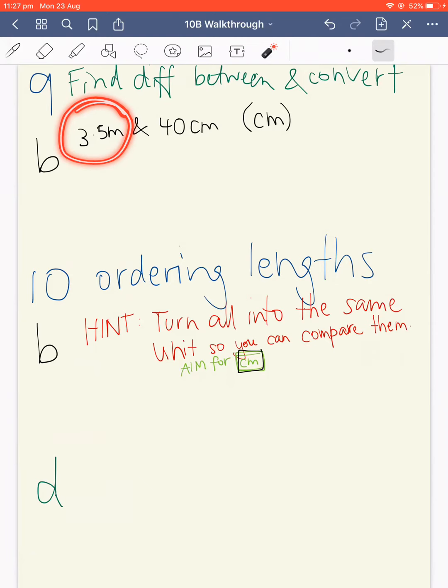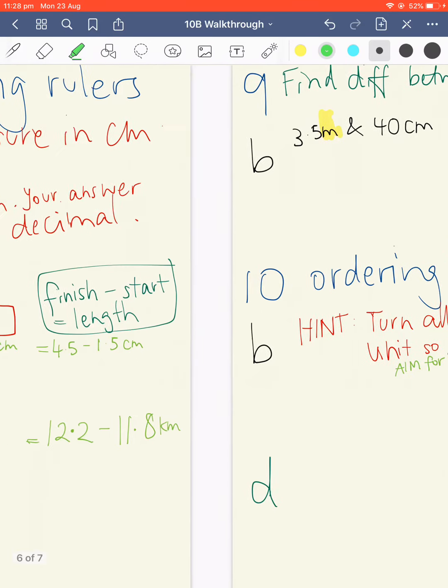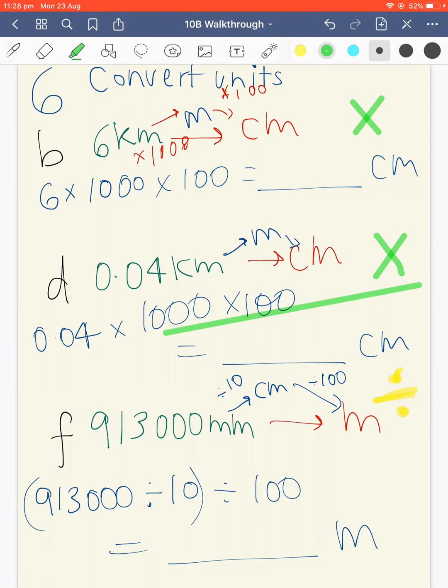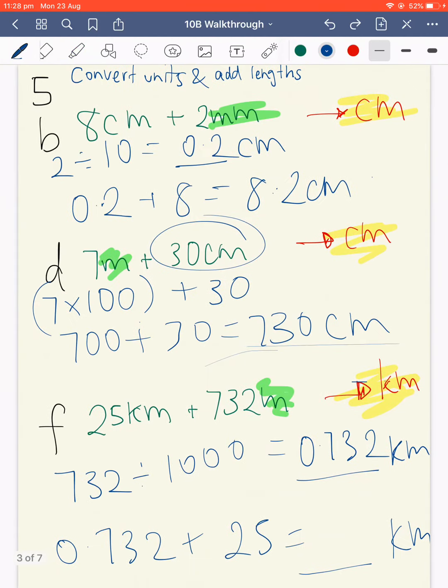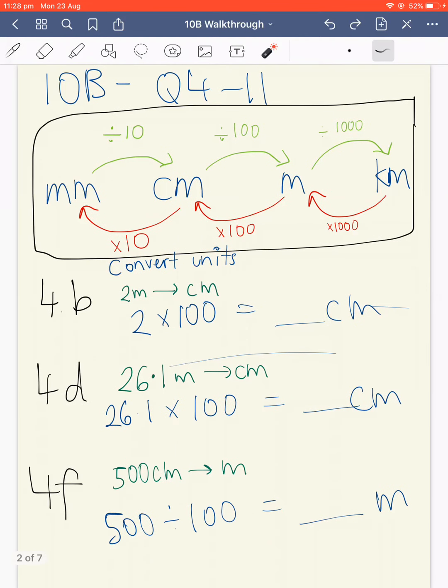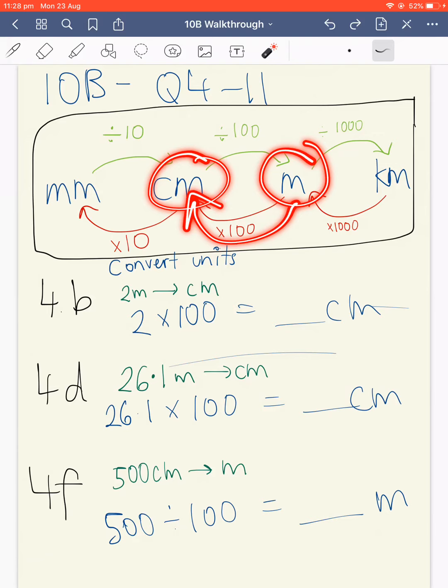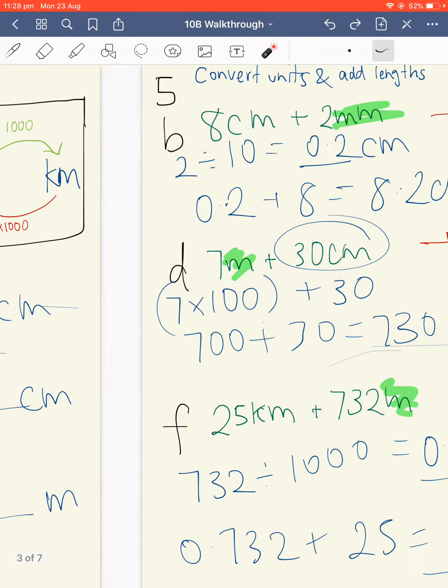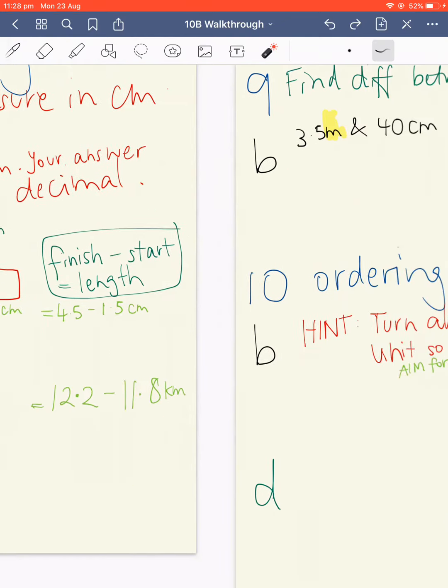So all I noticed so far is this meters, I need to actually get this meters into centimeters. So if I'm going from meters to centimeters, I'm starting off bigger and I'm getting smaller, which means that I am going to be, let's double check. Meters to centimeters. Yep, I am going to be multiplying. So let's do that to our question.